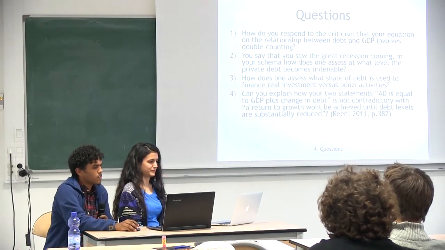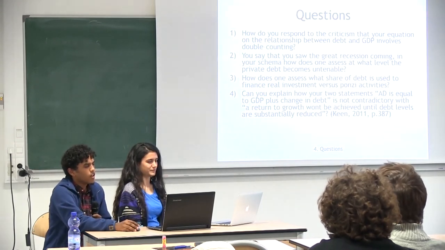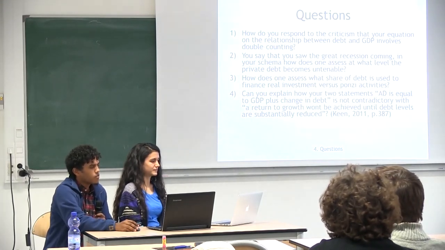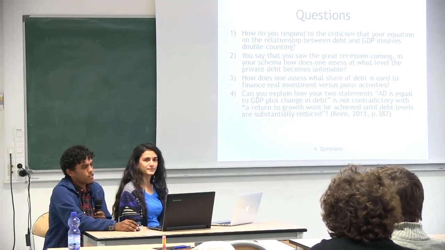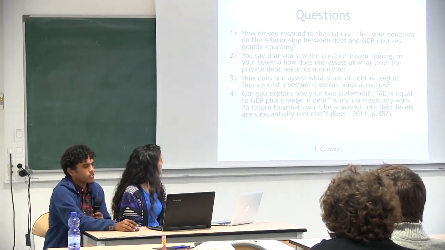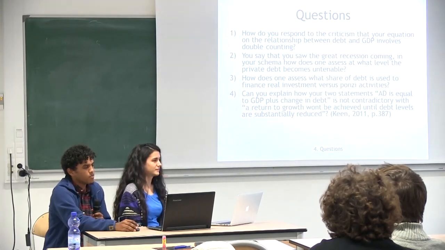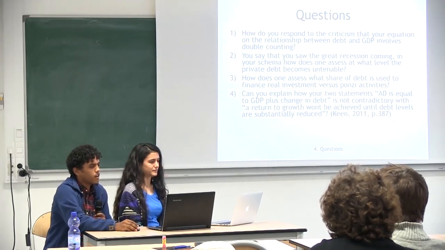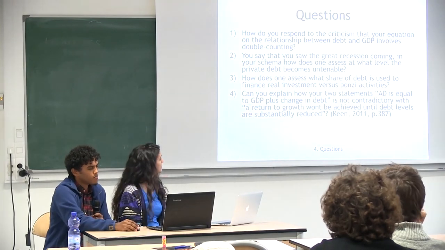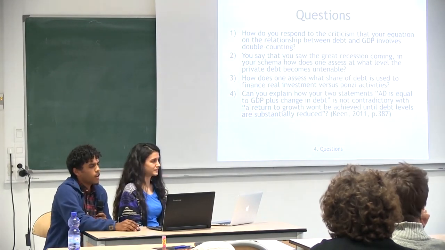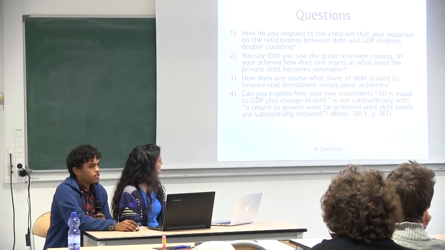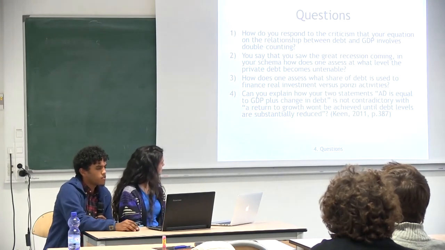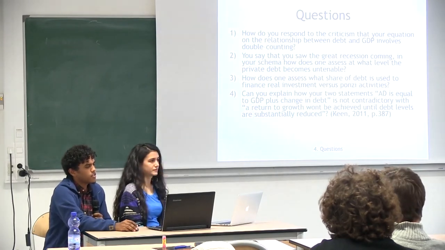The first question is, how do you respond to the criticism that your equation on the relationship between debt and GDP involves double counting? The second regards that you say that you saw the Great Recession coming. And in your schema, how does one assess at what level the private debt becomes untenable? The third question is, how does one assess what share of debt is used to finance real investment versus Ponzi activities? And the fourth question is, can you explain how your two statements, aggregate demand is equal to GDP plus change in debt, is not contradictory with another quote, a return to growth won't be achieved until debt levels are substantially reduced?